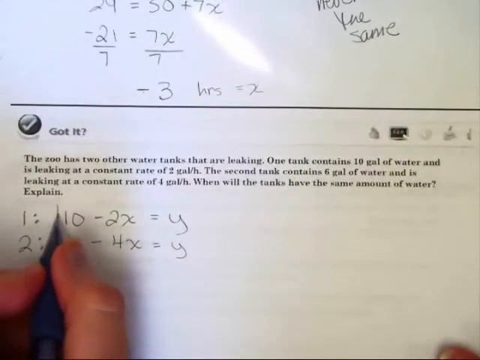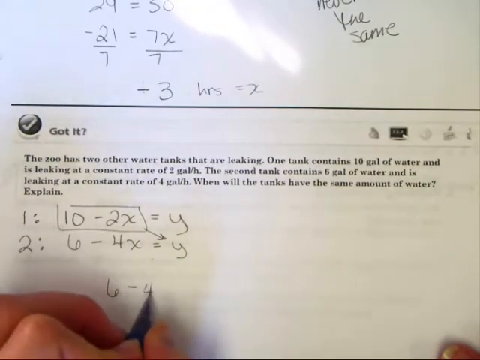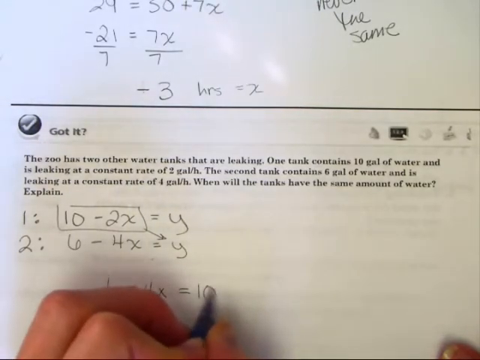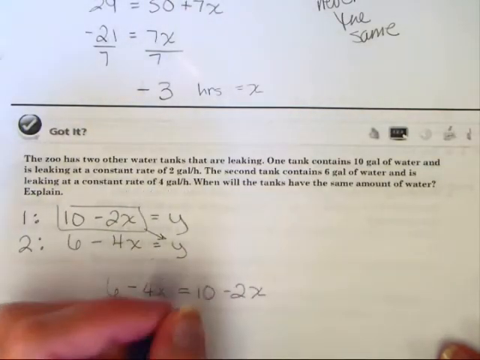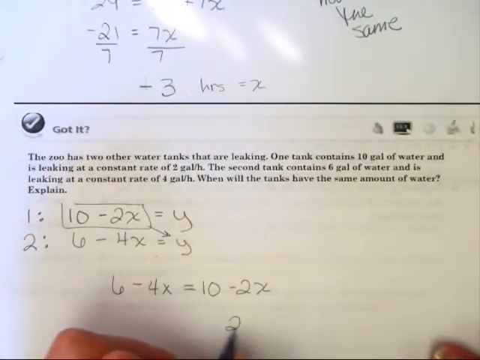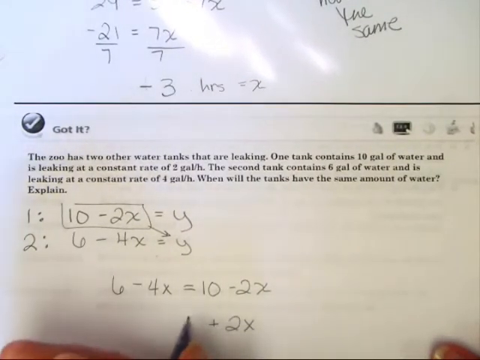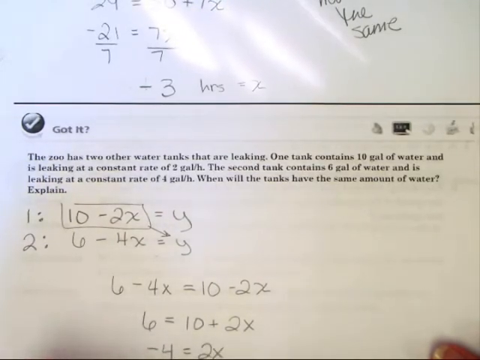Well, let's take 10 minus 2x, sub it in, and we get 6 minus 4x equals 10 minus 2x. And maybe you already know what's going to happen, guys. Let's check it out. I'm going to take the 4x to the right because that's going to make it positive 2x on this side, along with the 10. I'm going to take the 10 over and I get negative 4 equals 2x. Divide and x equals negative 2 hours.